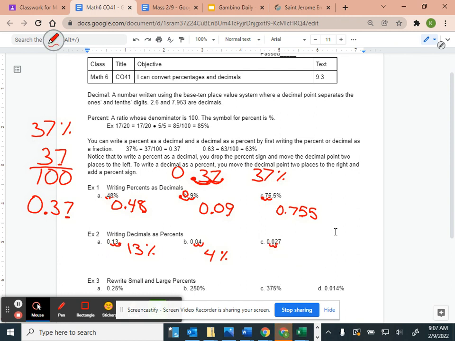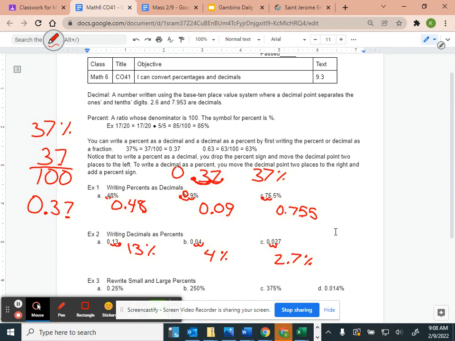Anthony? 2.7%. So you have to be careful that you're moving that decimal place 2 times, either to the left or to the right, depending on what we're doing. But make sure you move it 2 times.